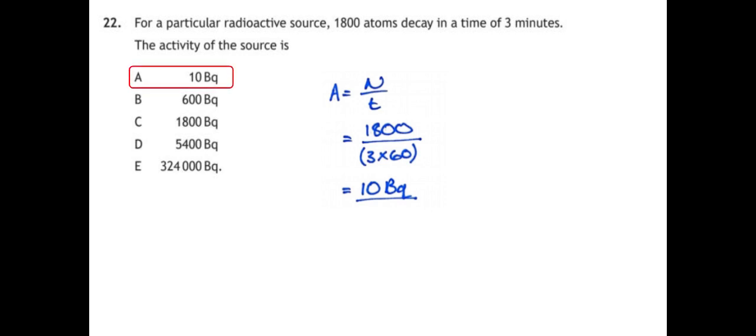Number 22. For a particular radioactive source, 1,800 atoms decay in a time of 3 minutes. The activity of the source is, so A equals N divided by T. Activity is the number of radioactive decays divided by time, which is 1,800 decays divided by 3 minutes converted into seconds. So 3 times 60 is 180 seconds. So 1,800 divided by 180 gives us 10 becquerels. Answer A.